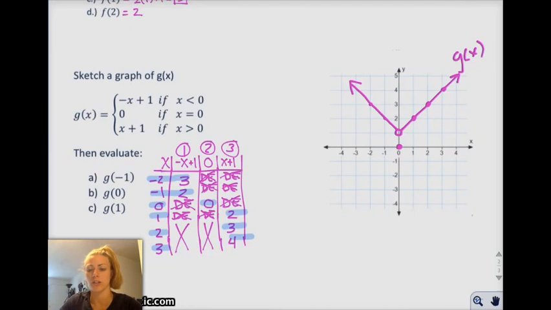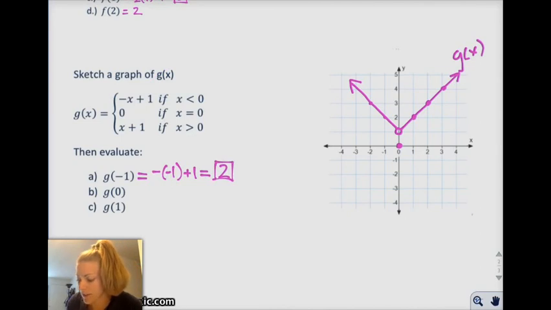So I would just make sure that you understand, when x is -1, you're on the first function because it's less than 0. -1 is less than 0. So you're plugging in -1 into this first function here. So it would be -1 plus 1, wait, negative of -1 plus 1. So that's 2. Again, you can see that on the graph too. When x is -1, y is +2.